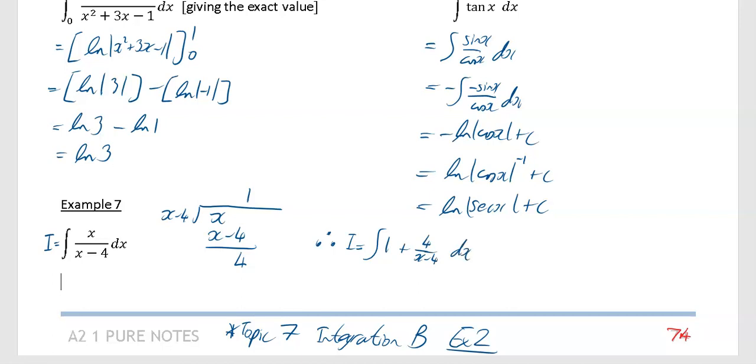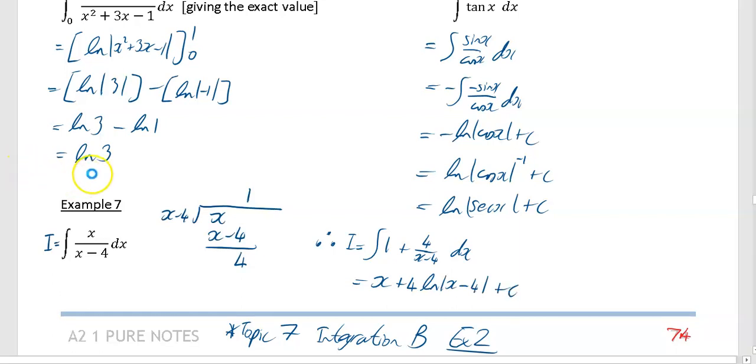And if you integrate 1, you'll just get x. And integrating your 4 over x minus 4 is just going to be 4 times ln of modulus x minus 4, plus your constant of integration c. Okay, that is us ready to do topic 7, integration b, and it's exercise 2.